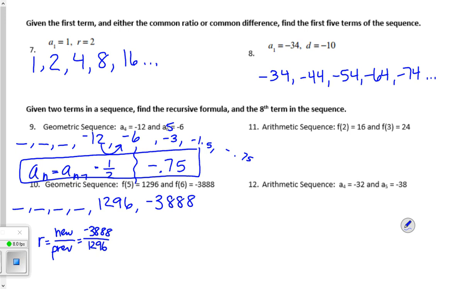Typing it into a calculator, and I get negative 3. So I now know my common ratio is negative 3, so I can write my formula, times negative 3. In order to get the 8th term, I just need to extend this 2 more terms, right? So if I stopped at negative 3,888, and I multiply by negative 3, that gives me 11,664. I need to go one more. And my 8th term, a sub 8, would be negative 34,992.